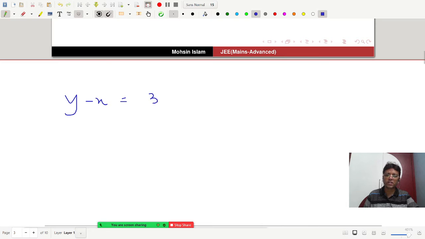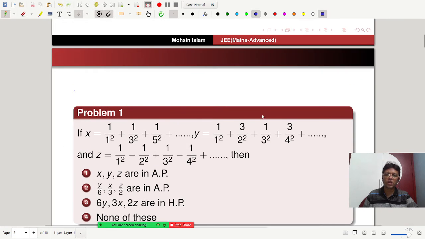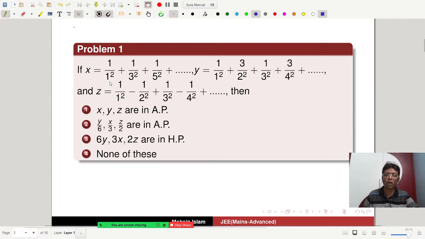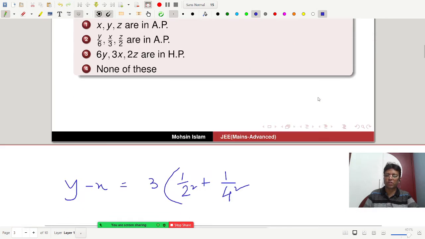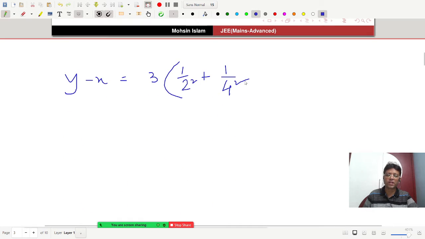So y minus x is basically, if you take 3 common, 3 times 1 by 2 square plus 1 by 4 square plus 1 by 6 square plus, etc. Because you see in this y minus x, the terms 1 by 1 square, 1 by 3 square, 1 by 5 square will get cancelled, and you are left with 3 by 2 square, 3 by 4 square, etc.